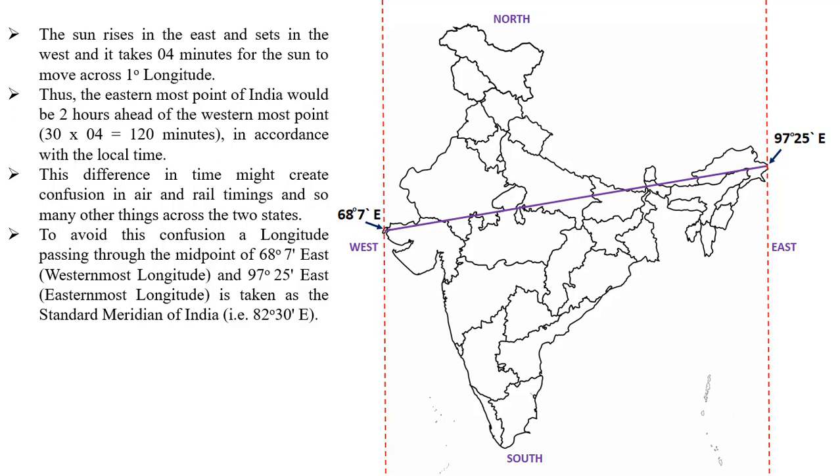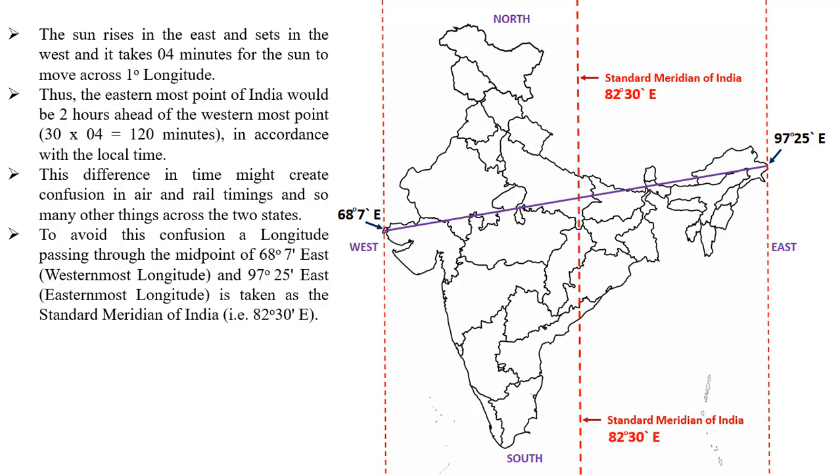So in order to avoid this confusion, a longitudinal line passing through the midpoint of 68 degree 7 minutes east, that is the westernmost longitude, and 97 degree 25 minutes east, that is the easternmost longitude, is taken as the standard meridian of India, that is at 82 degree 30 minutes east. Let's check it out. Yes, the line that you see here right now is the standard meridian of India, and it passes through 82 degree 30 minutes east.